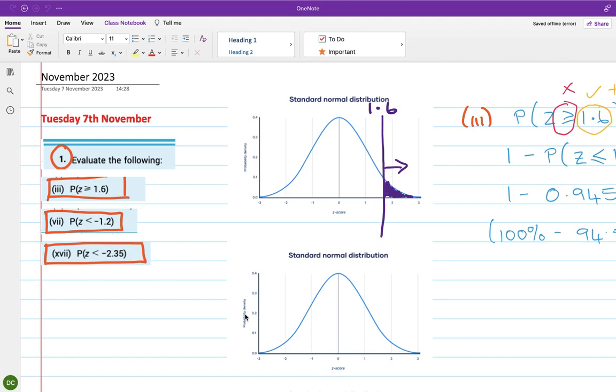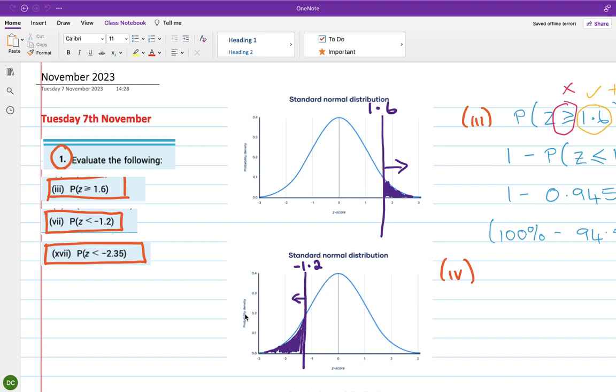Okay, second one, less than minus 1.2. So less than minus 1.2. So there's minus 1.2. Less than that is on this side. So it means we're looking in there. Okay, so the less than is fine, but the minus isn't.